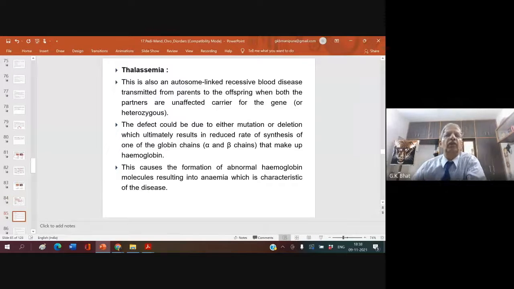Now let us go to thalassemia. Thalassemia is an autosome-linked recessive blood disease transmitted from parents to the offspring. Remember, autosomal-linked recessive blood disease. Always you should remember this. Which is autosomal linked, which is X chromosome linked, except those three, all others are autosomal linked recessive. So here, when both partners are unaffected carriers of the gene, this autosomal linked recessive blood disease is transmitted from parents to the offspring.